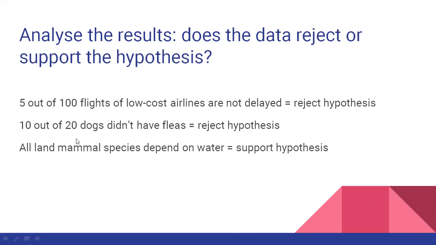Then 10 out of 20 dogs did not have fleas, so reject the hypothesis. Then all land mammal species depend on water. You have seen that this holds for all, so we have to support this.